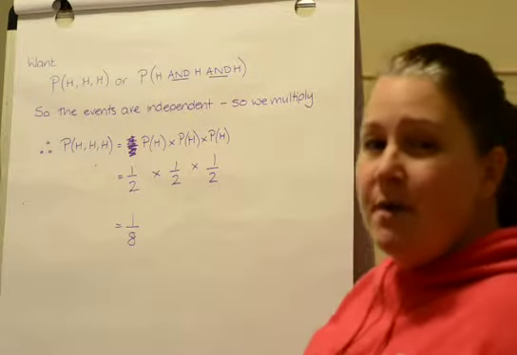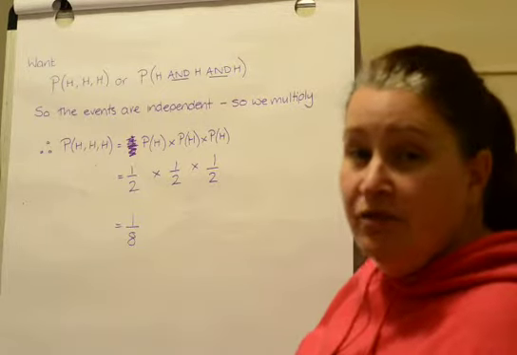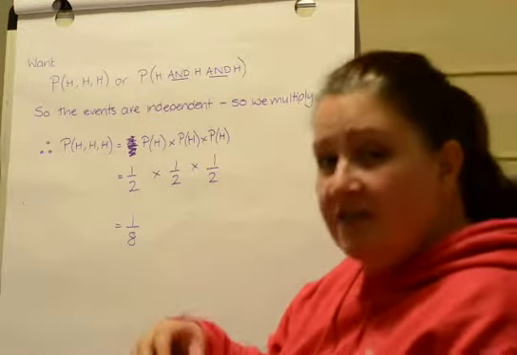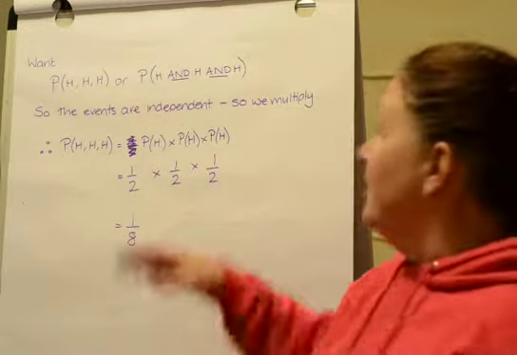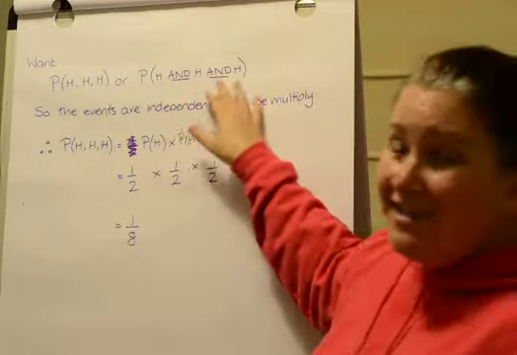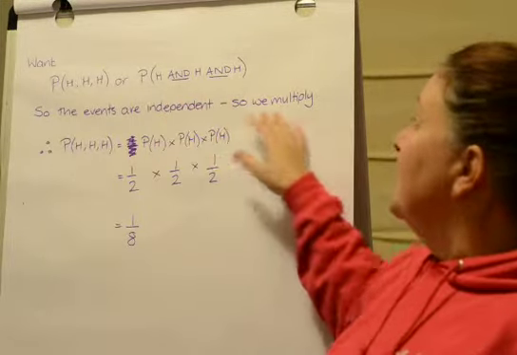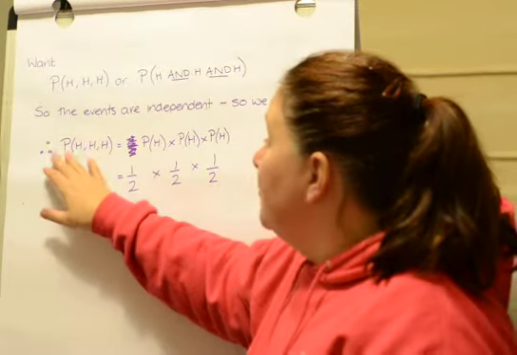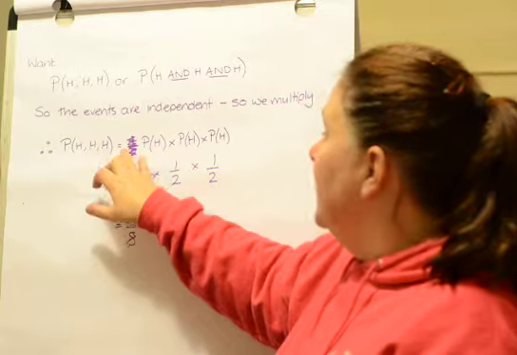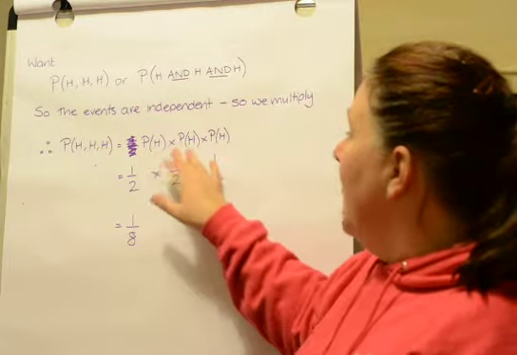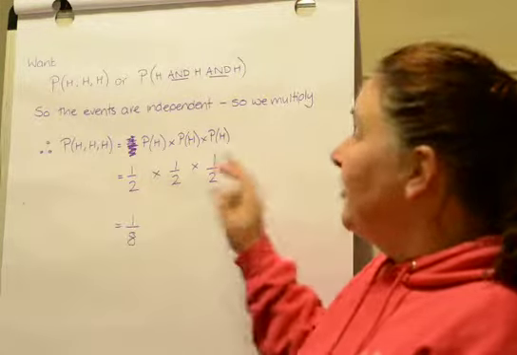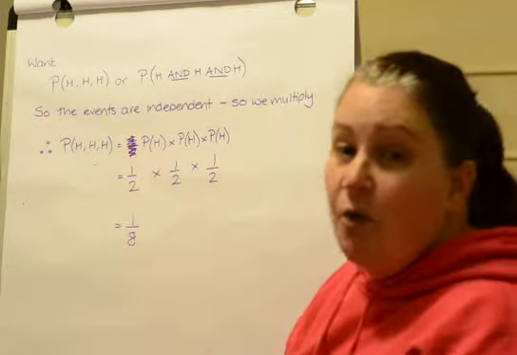Hopefully you'll remember from the work we did on independent events, because we want a head and then another head and then another head. If we've got ands in here, it means they're independent, so we're going to be multiplying the probabilities together. So the probability of 3 heads equals the probability of a head times the probability of a head times the probability of a head, which is 1/2 times 1/2 times 1/2, which is 1/8.